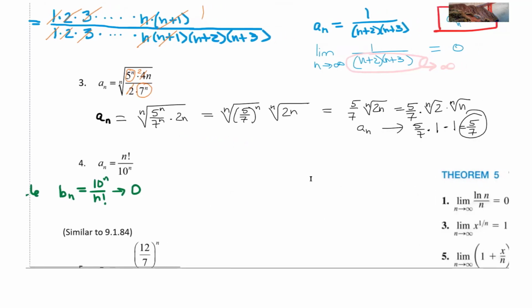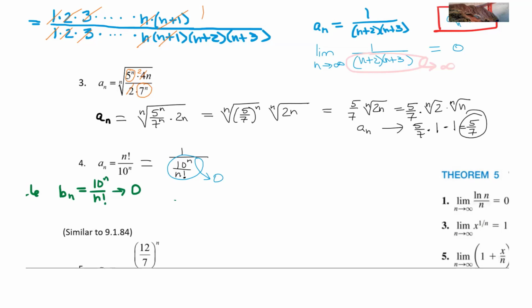Could that help us to draw a conclusion about a sub n? How about if I write a sub n as 1 over 10 to the n over n factorial, so that we can make a direct comparison there. So as n's going to infinity, what's happening to this denominator? It's going to 0, that's right.